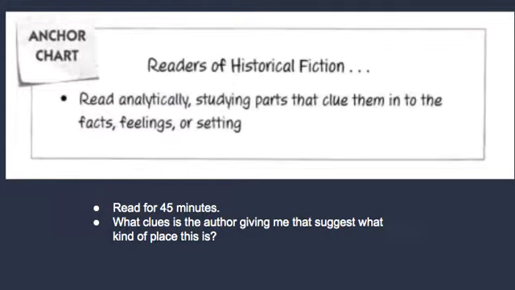Today, readers, you're going to read independently for your 45 minutes. And as you read, I want you to think, what are the clues here that the author is giving us to suggest the kind of place this is? How is the author cluing us into the mood of the story?